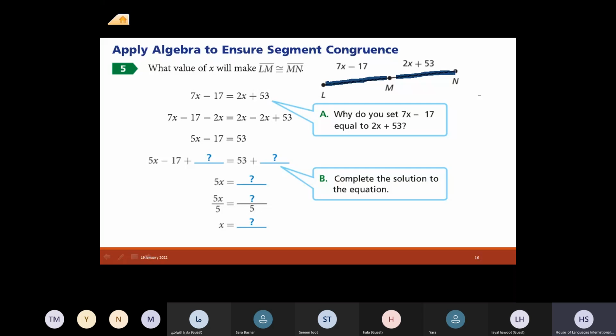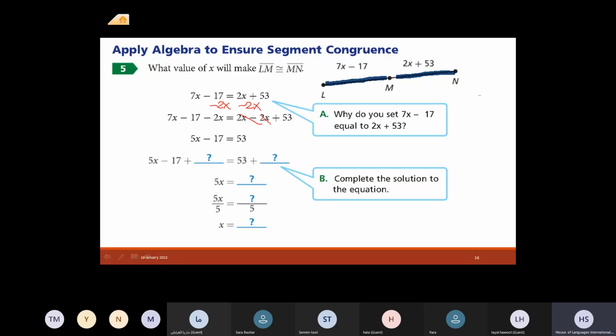Okay, let's solve it. 7x minus 17 equals 2x plus 53. This is the first step: this one equals this one. Now what will you do next? You will collect the like terms first. Subtract 2x from both sides: negative 2x, negative 2x. 7x minus 2x equals what? 5x minus 17 equals 53.